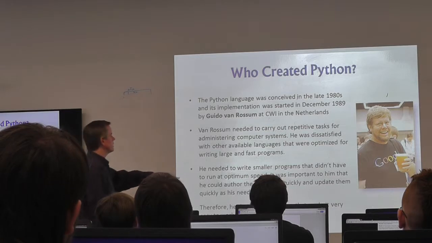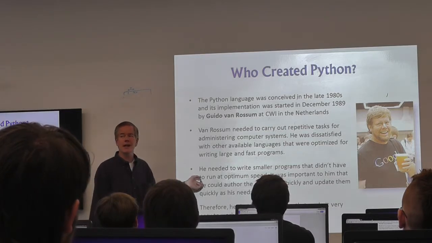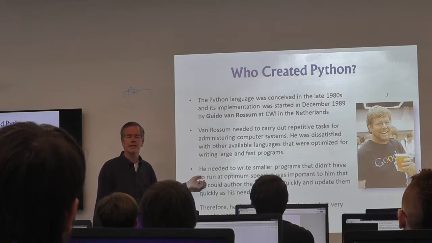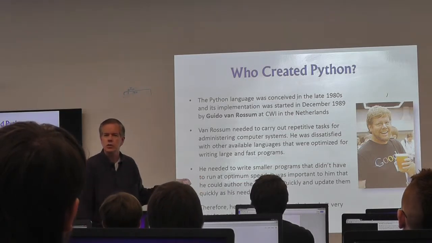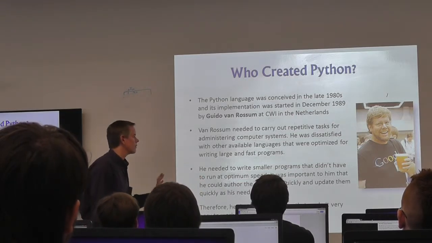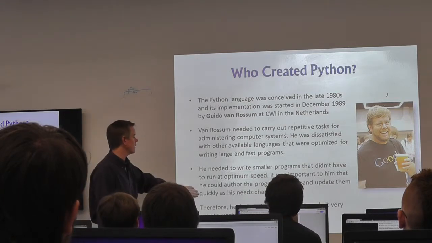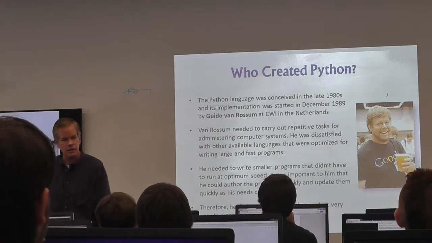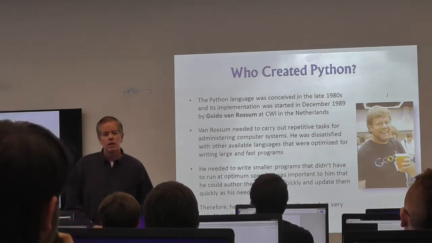Smaller programs that didn't have to run at optimal speed. Python is not a speed demon. You're not going to be calculating world weather forecasts or anything like that with Python. That's not what it's designed to do. However, what is important to you is that you can quickly update them and change them very, very easily. They're very readable, very easy to understand. So those guys basically pioneered scripting.